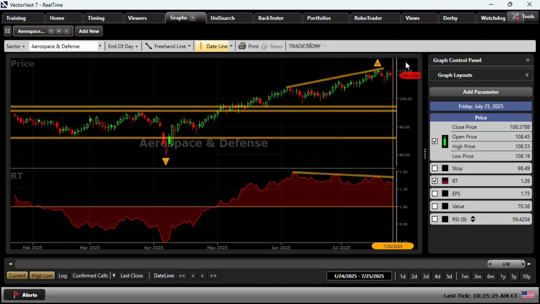Now, as we've seen with some recent examples here, that does not mean that aerospace and defense can't continue to hit new highs. It's just showing that the underlying indicator, in this case RT, relative timing, is showing some weakness in the current uptrend of this sector. So I just wanted to put this on your radar, and I thought it'd be a great learning experience to see if you can spot a divergence on your own.